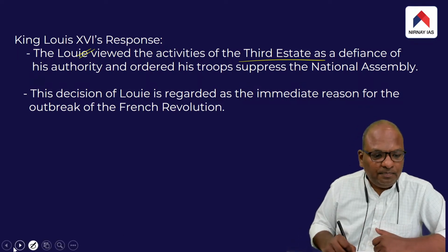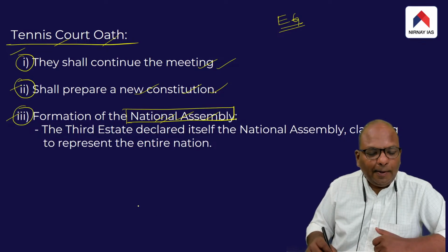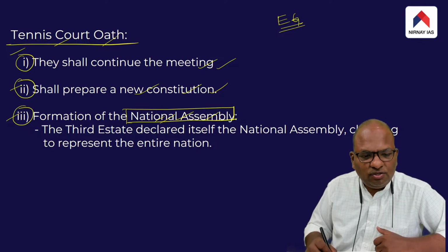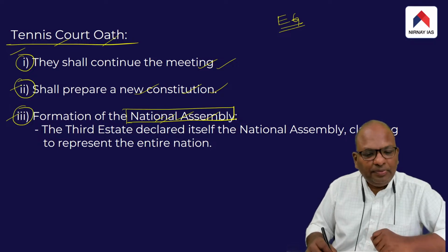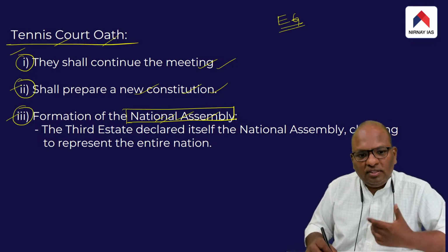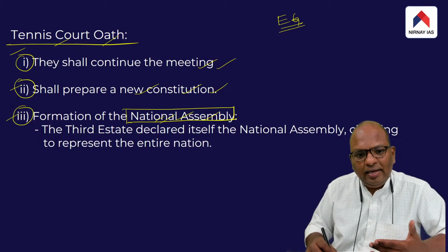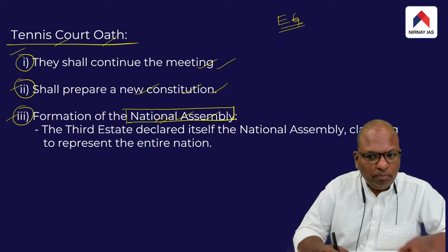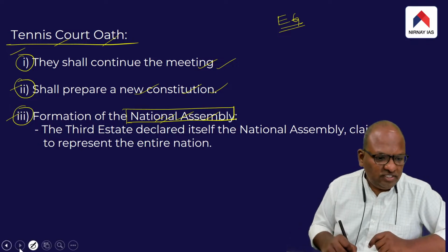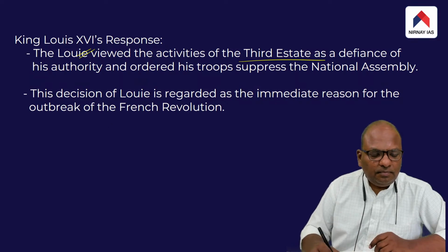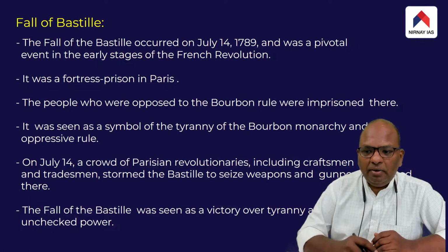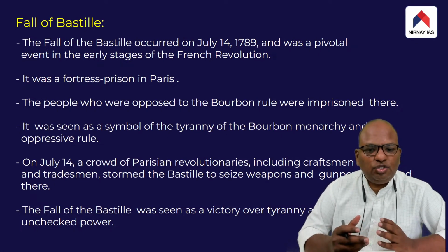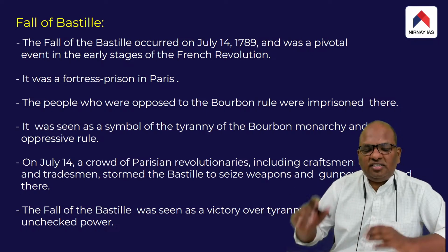Basically, the ruler, Louis XVI, took the activities of the Third Estate seriously. He viewed the activities of the members of the Third Estate as a defiance of his authority, and immediately he ordered his troops to suppress the Third Estate. The king issued orders to take action against the members of the Third Estate.